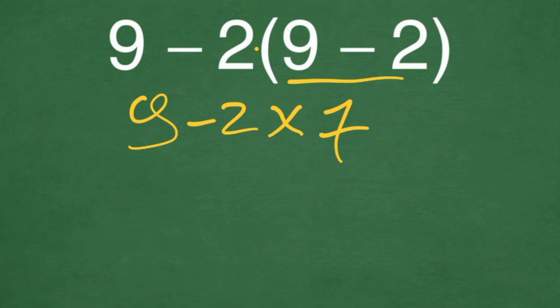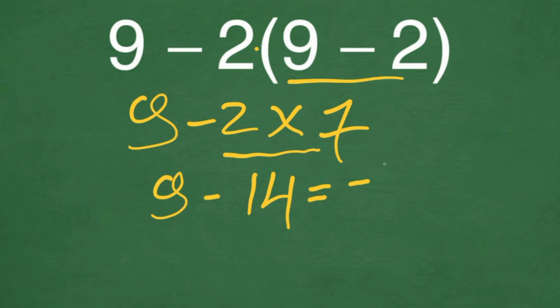So which arithmetic do we do first? What does the rule state? Well, according to the rule, multiplication has a higher priority than subtraction, right? So we have to do the multiplication first. So 2 times 7 is going to be the next thing to do. 2 times 7 is 14, and 9 minus 14 gives us negative 5. So the correct answer to this question is negative 5.